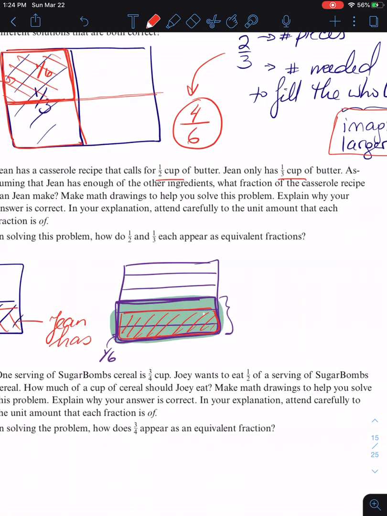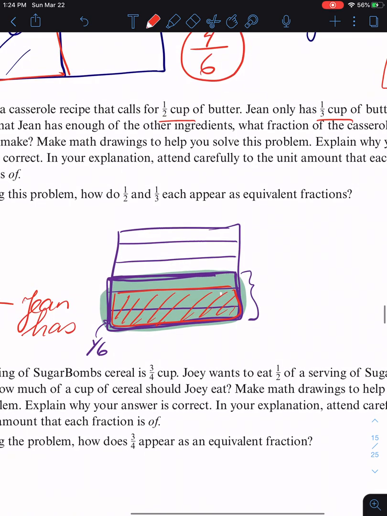So let's focus now on that particular piece of the picture. What she needs is outlined in green, and what she actually has is outlined in red. How much of the recipe does she have? Well, for the recipe, we're counting in thirds, right? And she has 2 of them. So she has 2/3 of the recipe.